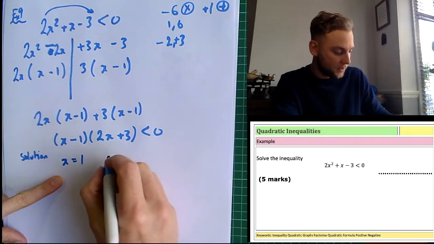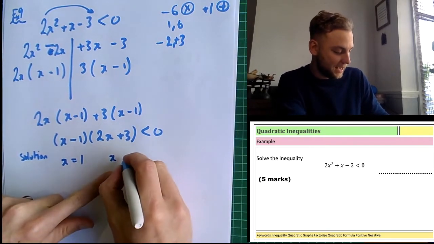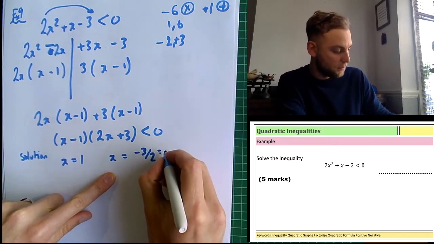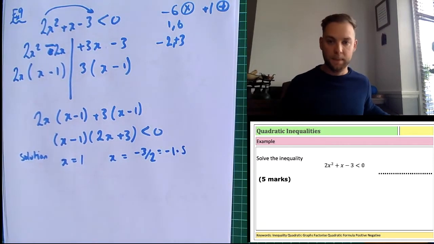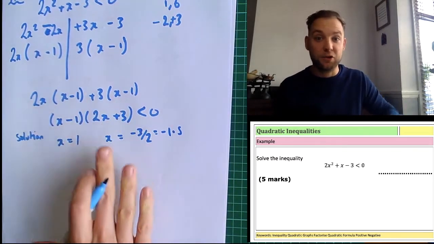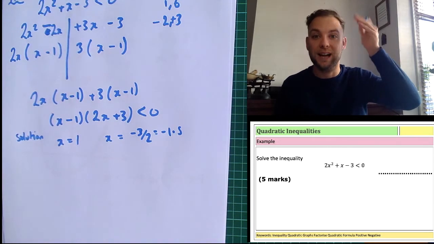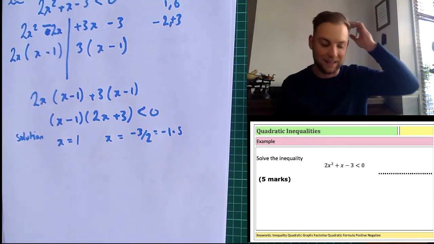Take away 3, divide by 2. So this one here is x equals minus 3 over 2, which is equal to minus 1.5. Okay, you still probably only got about 2 marks here, because the key part they're looking for is the graph and understanding what to do when it's less than 0.